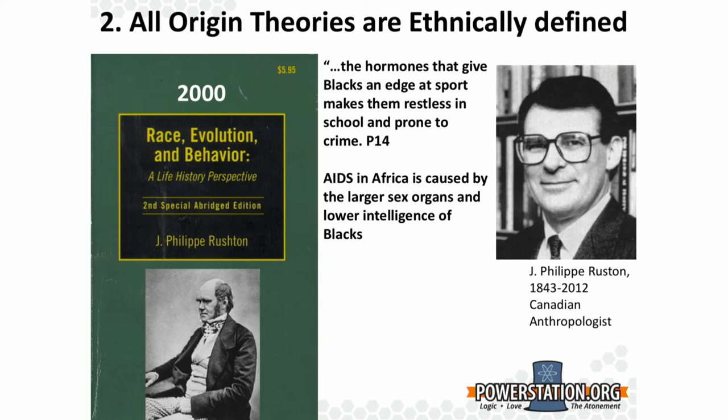I actually debated him in my first year after graduate school at the State University of New York at Buffalo. He said the hormones that give blacks an edge at sport make them restless in school and prone to crime. AIDS in Africa is caused by the larger sex organs and lower intelligence of blacks. That's evolutionary theory.